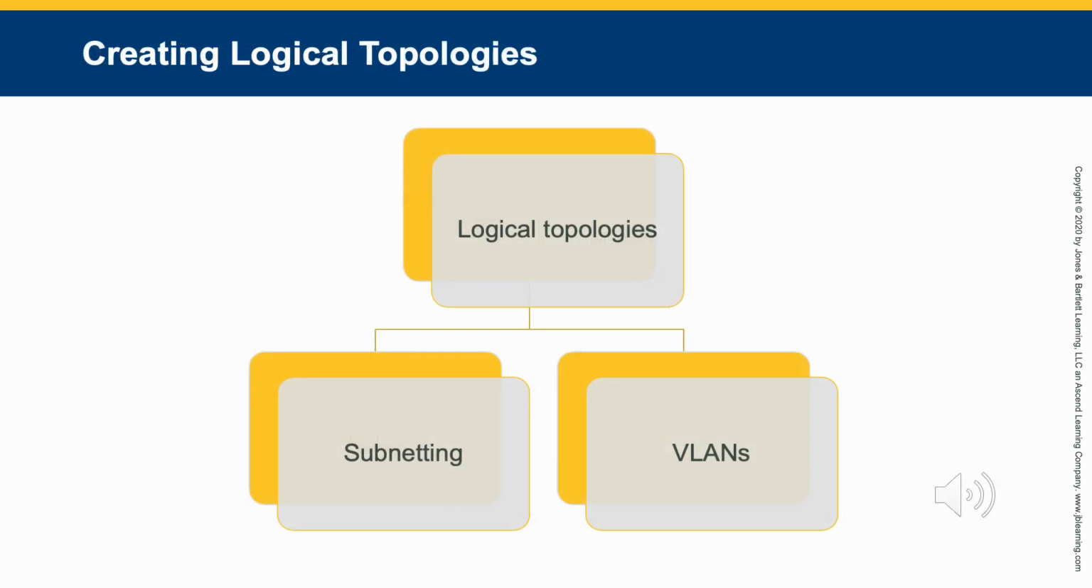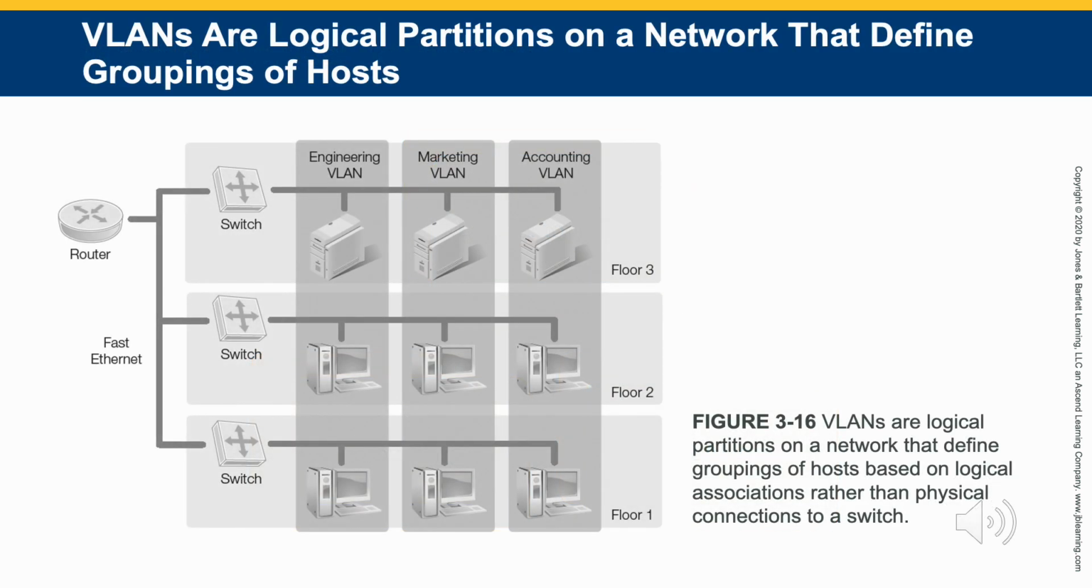Creating logical topologies. There are two main ways to create logical networks. One, by subnetting, which is created at OSI layer 3, the network layer. Two, virtual local area networks, which are VLANs, created at OSI layer 2, the data link layer. VLANs are logical partitions on a network that define groups of hosts.